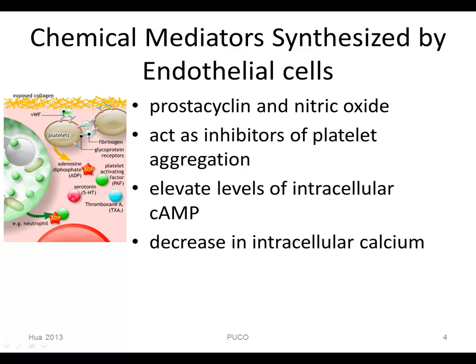Chemical mediators such as prostacyclin and nitric oxide are synthesized by intact endothelial cells and act as inhibitors of platelet aggregation. Prostacyclin acts by binding to platelet membrane receptors that are coupled to synthesis of cyclic adenosine monophosphate, an intracellular messenger. Elevated levels of intracellular cyclic AMP are associated with a decrease in intracellular calcium. This prevents platelet activation and the subsequent release of platelet aggregation agents.